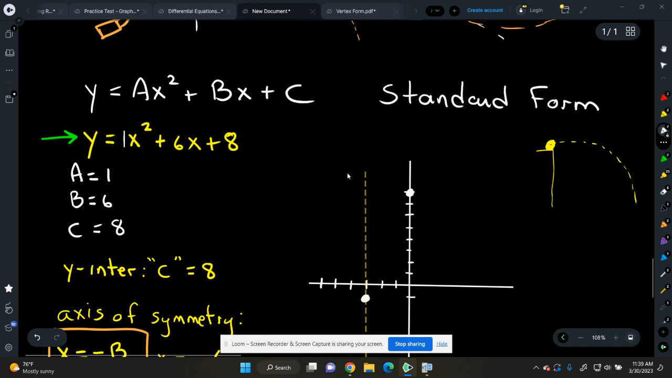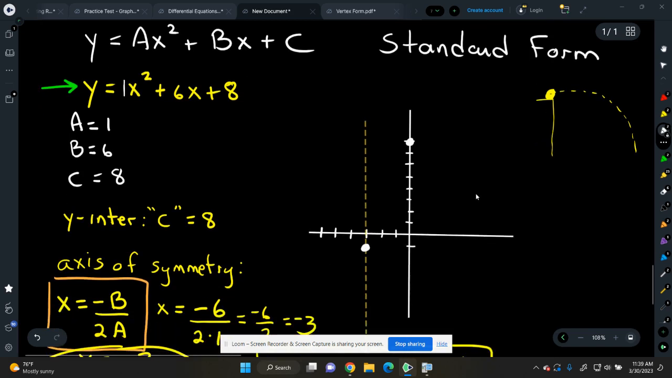Is the number in front of the x squared positive or negative? Positive. So is it opening up or down? Yeah. Up. Positive is up. Negative is down. Okay. Now here's the thing that's different. I'm not going to just sketch my graph now, right? Because I have enough information that I can get a better shape, right?